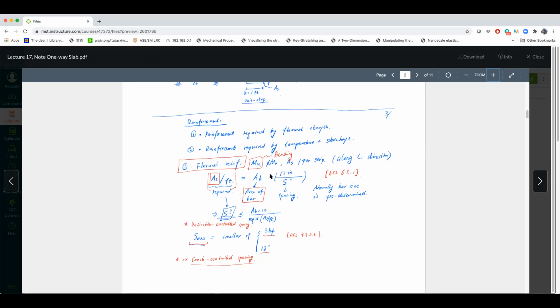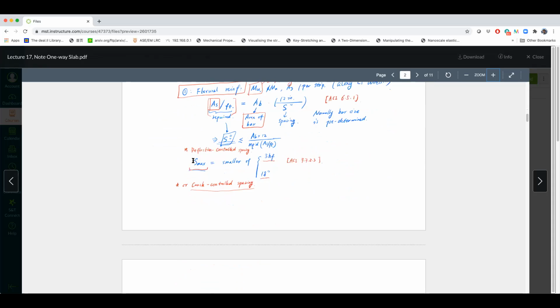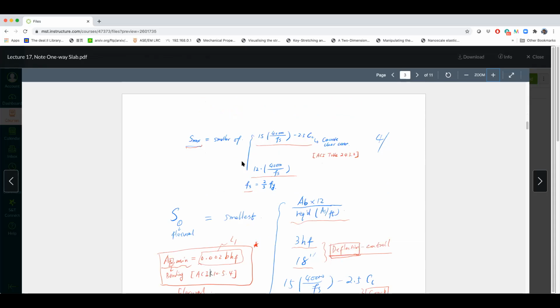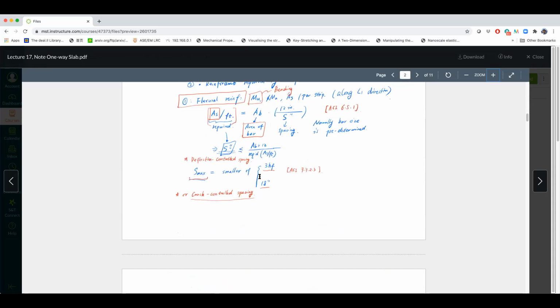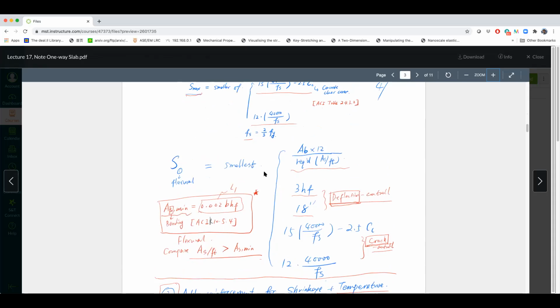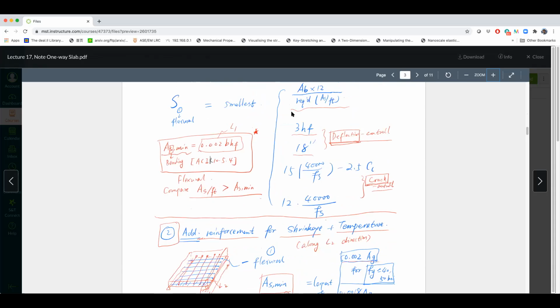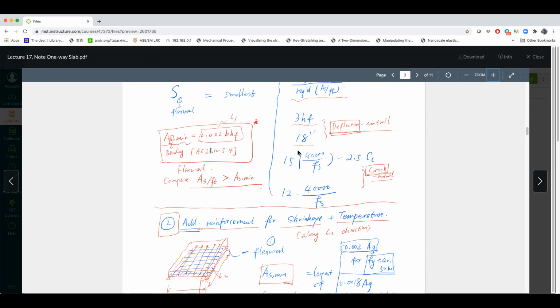Vice versa, you can reverse this. If Ab is given, you can calculate the spacing given the required reinforcement. Now, don't forget, the maximum spacing has to be smaller than 3 times hf or 18 inches per ACI. These are additional requirements for cracking, and previously, additional requirements for deflection. So I have to make sure of all this. These are the spacing requirements for the flexure.